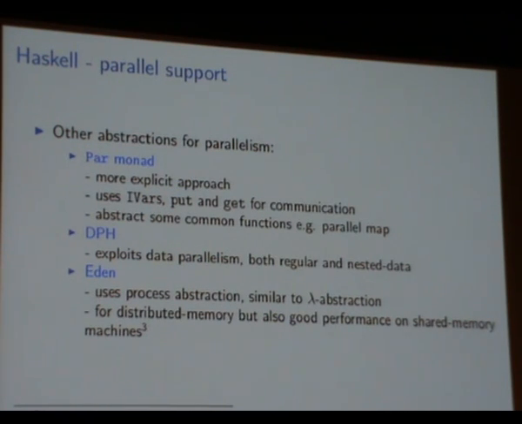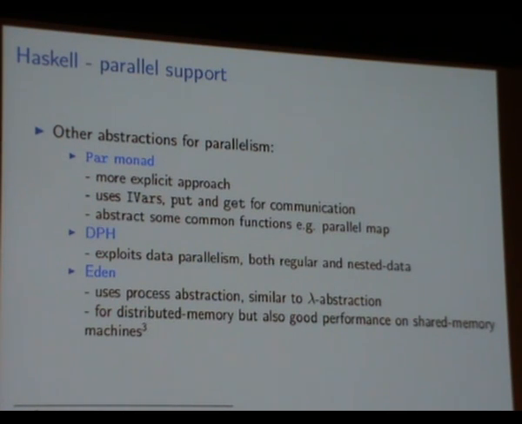So there are other abstractions for parallelism in Haskell. There is Par monad, which is a fairly new parallel programming model built using concurrency primitives in GHC, and it preserves determinism. It is quite a more explicit approach compared to GPH, but then you can fork and spawn parallel tasks, and you need to synchronize communication between them using IVars and put and get for communication between different parallel tasks. And you can further abstract on these communications by building skeletons like parallel map.